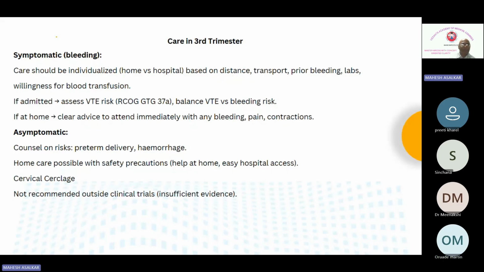Okay, then if the patient, can you unmute yourself, doctor?